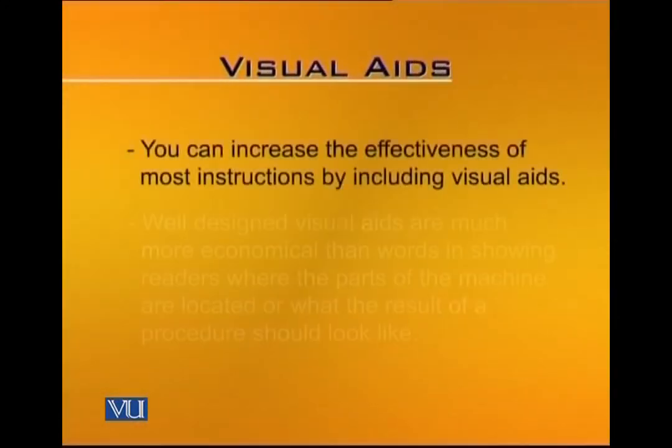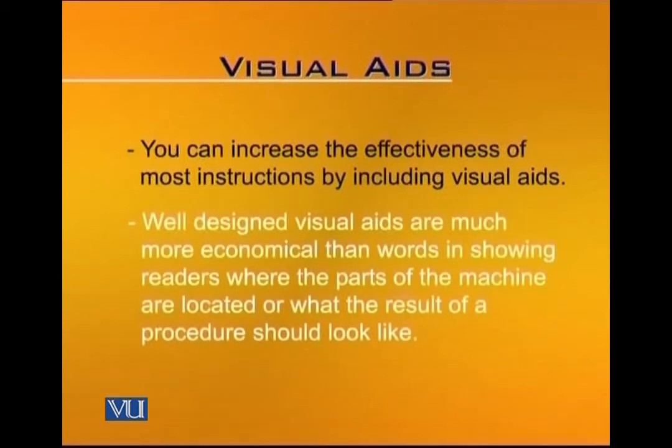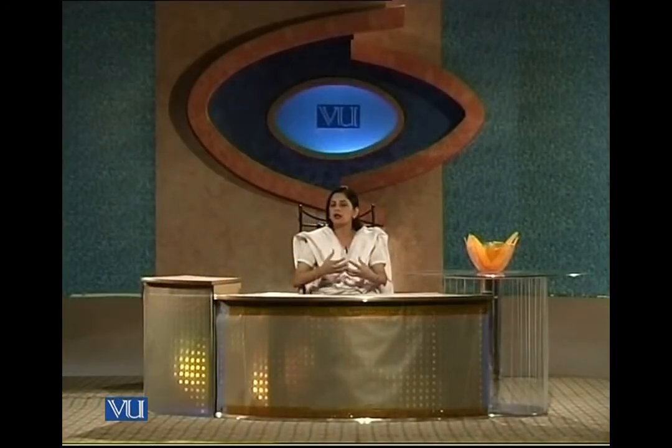So keeping this in mind, you can increase the effectiveness of most instructions by including visual aids. Well-designed visual aids are much more economical than words in showing readers where the parts of a machine are located or what the result of a procedure should look like. Jab visual aids zyada istemal kiye gaye honge aur words kam istemal kiye gaye honge to wo readers ke liye zyada aasani hoti hai cheeze samajhne ke liye, especially jab unko machinery ke parts ka pata na ho ya koi procedure mein different steps ki relationship batani ho ya ye batana ho ki is procedure ka result kya hoga.